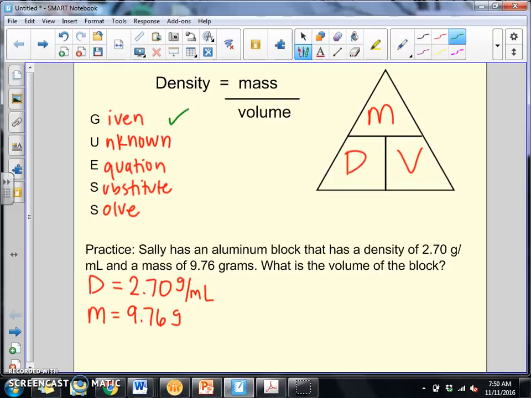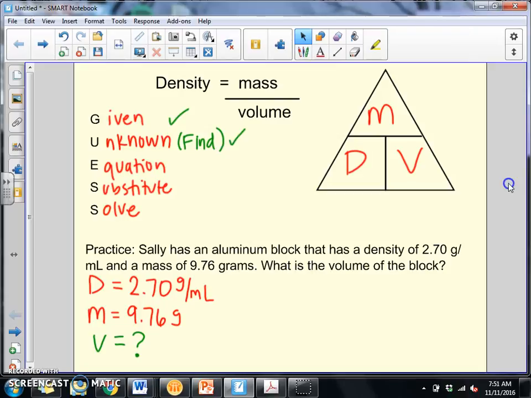I've done that. I now have to figure out what is my unknown. What am I trying to look for? That is what the unknown stands for. What am I trying to find? In the problem, they ask me, what is the volume of the block? So what I'm trying to find, or what is unknown, is the volume. So for volume, I'm just going to write a question mark beside it, because that's the question that they're asking. What is the volume? So I've completed that step.